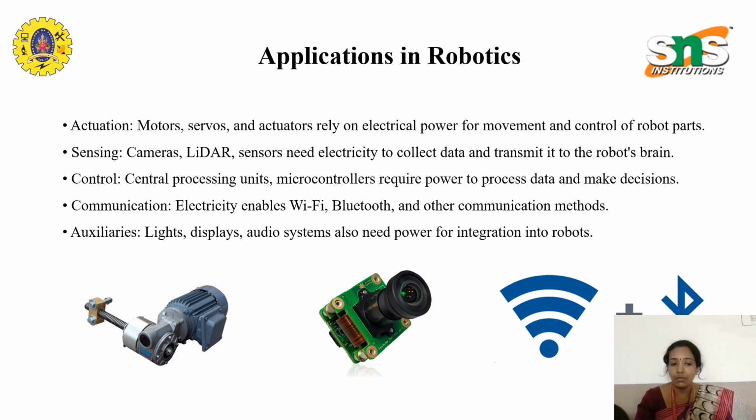The robots involve central processing units called microcontrollers. They require power to process the data and make decisions. For communication purposes, it involves Wi-Fi, Bluetooth, and other communication methods. Auxiliaries involve lights, displays, and audio systems, and they also need power for integration in the robots.